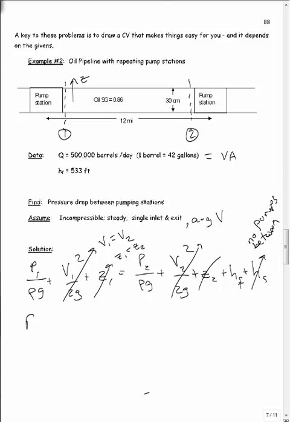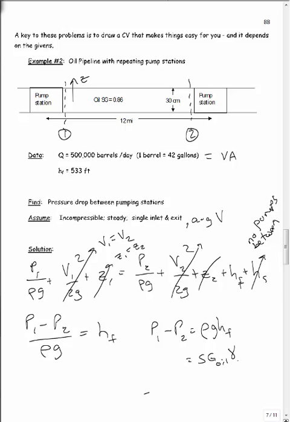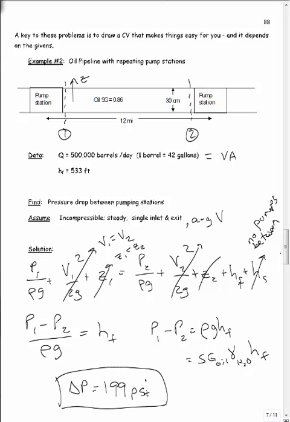So what you end up with is P1 minus P2 over rho G, just pulling that P2 over, equals HF. HF is a given, so we're trying to find P1 minus P2. That's going to be rho G HF, or specific gravity of our oil, gamma of the water, times HF. Comes out to be delta P equals 199 PSI. And you can do the math if you want. I'm not going to go through it.